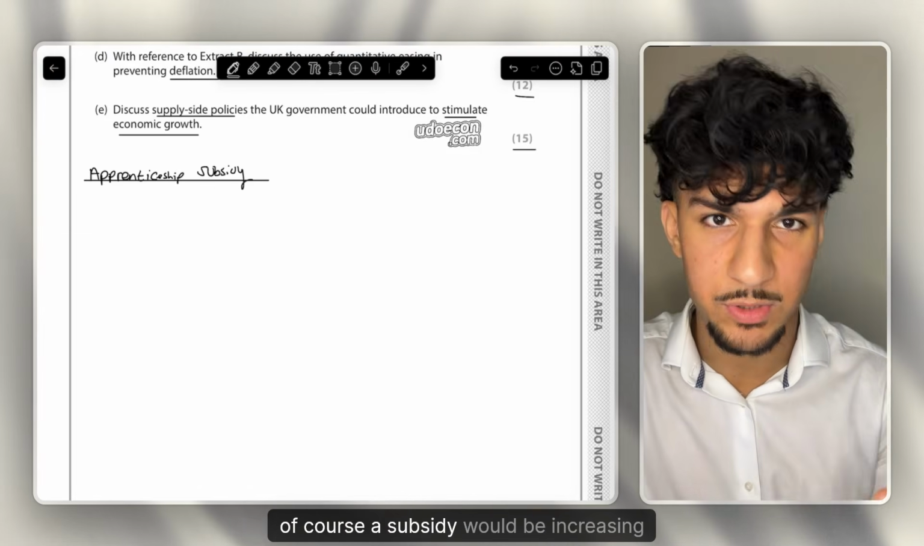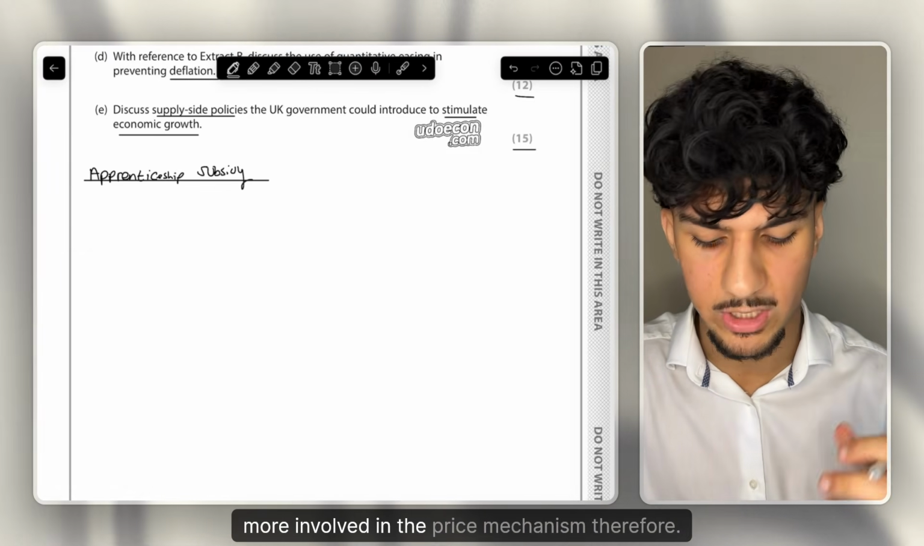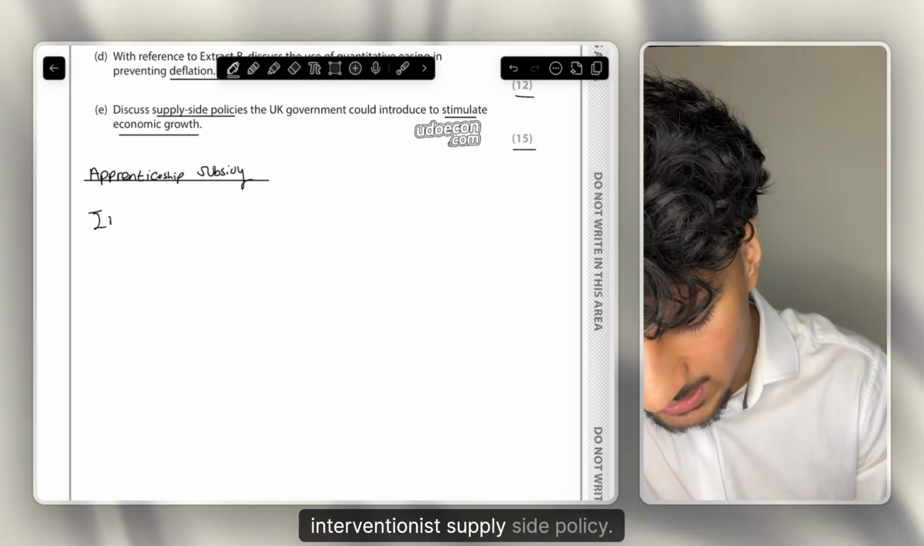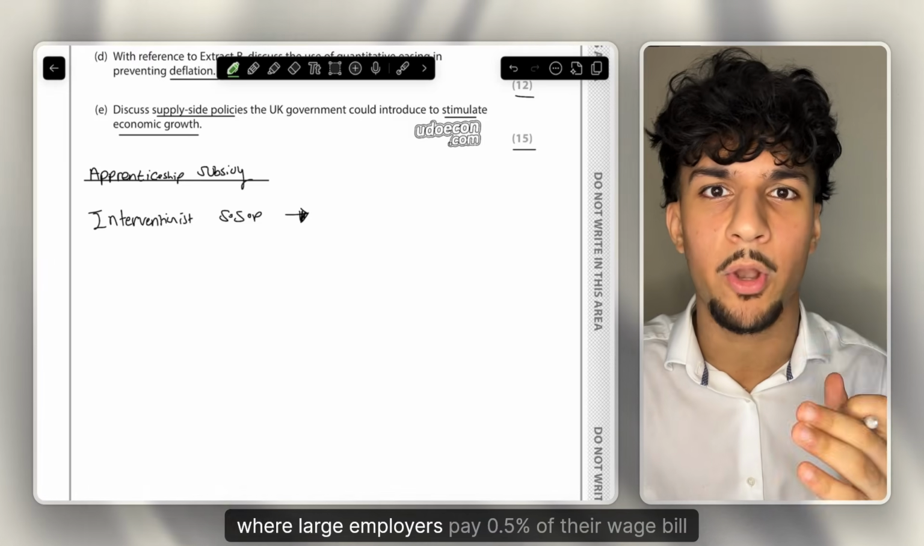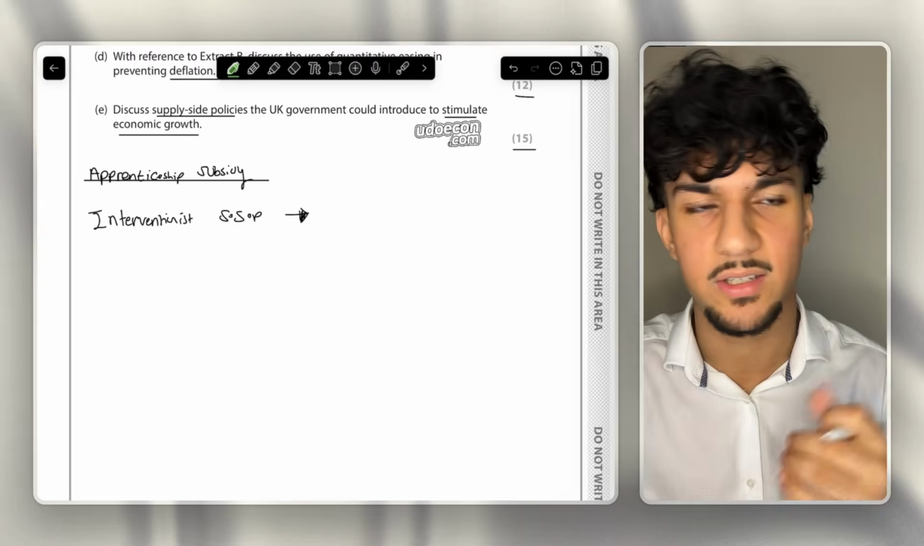And of course, a subsidy would be increasing intervention in the market. They're getting more involved in the market, more involved in the price mechanism. Therefore, apprenticeship subsidy is an example of an interventionist supply side policy. This apprenticeship levy was introduced in 2017, where large employers pay 0.5% of their wage bill to fund this training. Now that is a great start.